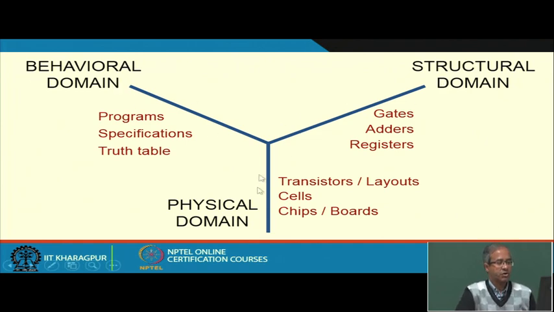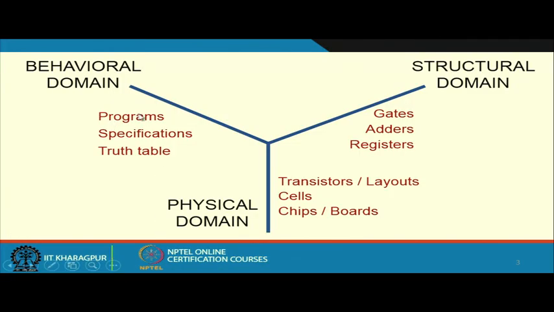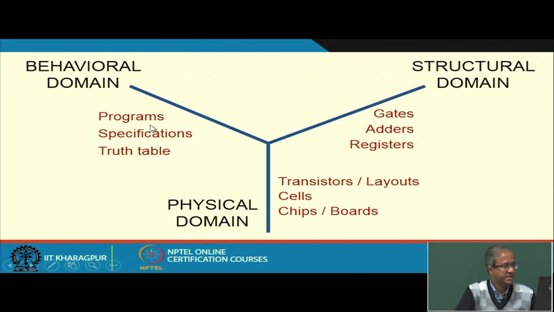This is how a Y diagram looks like, where you can see the three arms of the Y correspond to the three angles of visualization: behavioral, structural, physical. When you talk about behavioral, we basically are talking about how a circuit is supposed to behave. We are not going into detail as to how we are implementing it or how we are designing it. Some typical ways to represent behavior are programs in high level description languages like Verilog or VHDL, and specifications in various forms. For example, Boolean equations, truth tables, finite state machines and so on. These are ways to specify behaviors.